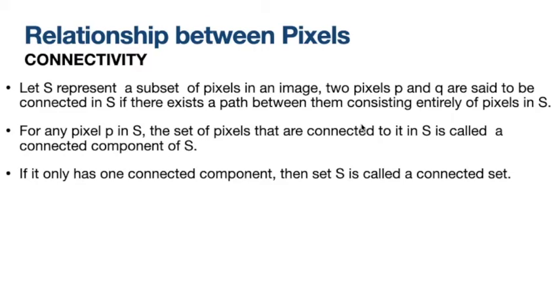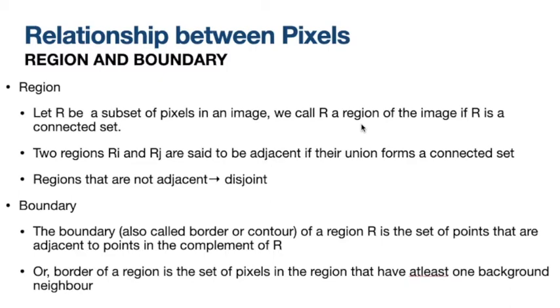And for any pixel p in S, the set of pixels that are connected to it in S is called a connected component of S, and if it only has one connected component, then set S is called a connected set. Okay, so that is about connectivity.